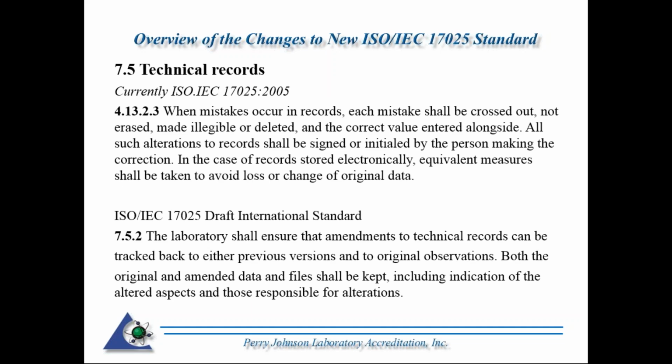Something I brought out here is under records. One of the biggest changes from 2005 to today is the use of computers. Not seeing too many handwritten data sheets anymore. Even logbooks and things that we were typically writing on have gone to the wayside of electronic media. So the old 41323, which is still current, and I still make a point if I do see someone writing down, and if they do make a mistake or I'm looking at a logbook that's written, this is still in effect. When mistakes occur in records, each mistake shall be crossed out, not erased, made illegible, or deleted, and the correct value entered alongside. All such alterations to records shall be signed and initialed by the person making the correction.